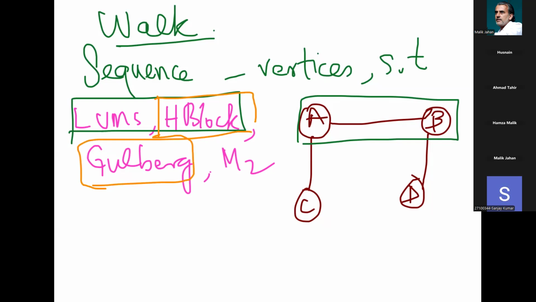So taking a walk from Lums to M2 means that, in the graph which is given on the right side of this notion, if I relabel them, so I start calling these locations, let's say, sorry, let me retitle them. Let's say Lums is in this example C, H block is A, Gulberg is B, and M2 is D. So if I rewrite it a little cleanly, these blue words were C, A, B, D.